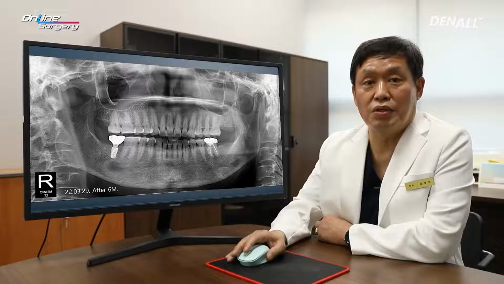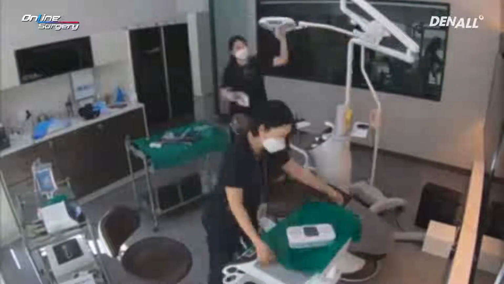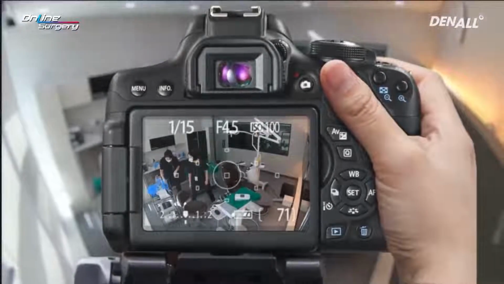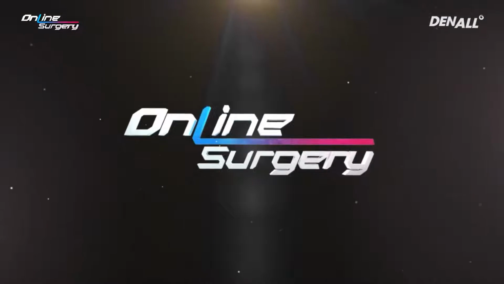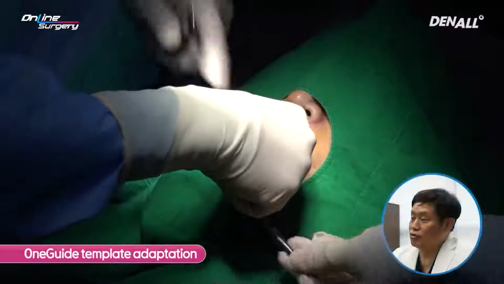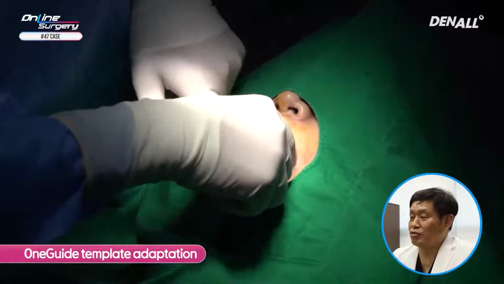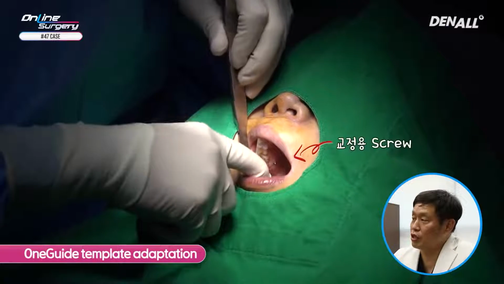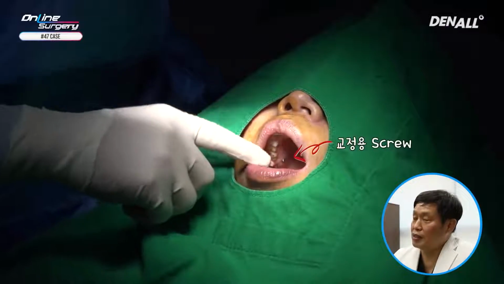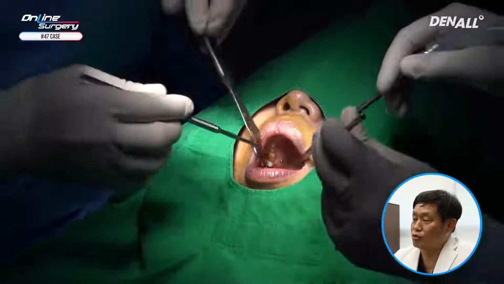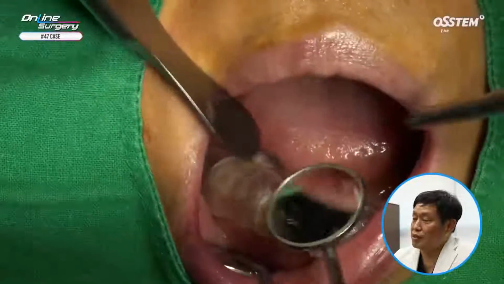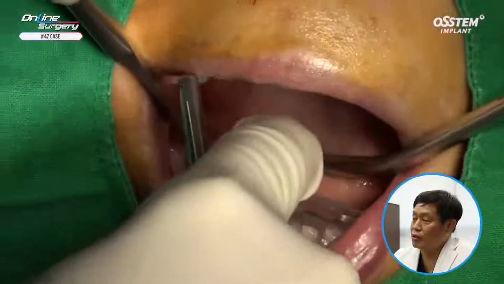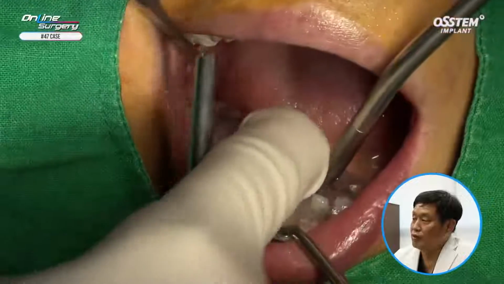Let's look at the surgery. Today's surgery uses one guide. I believe the surgery itself will be simple. Before we go in, you can see the orthodontic screw on the palatal side. I'm checking whether the template fits well. You can see that there's no problem.